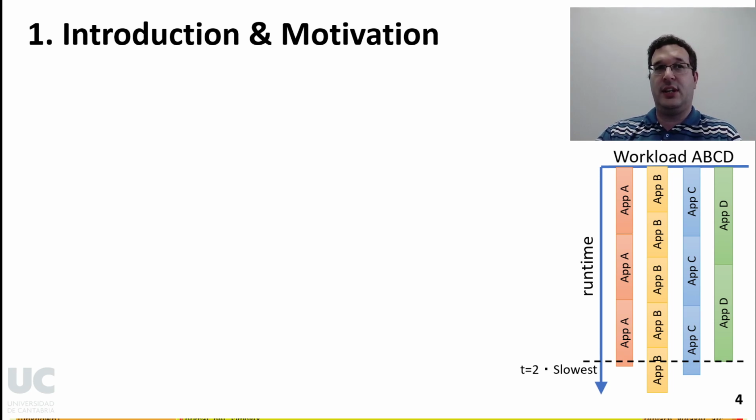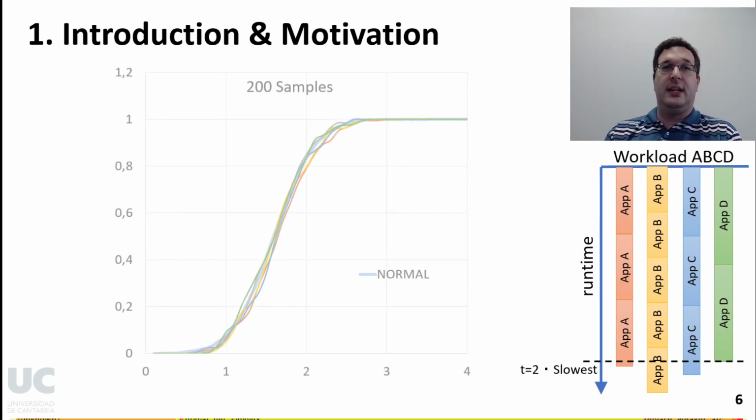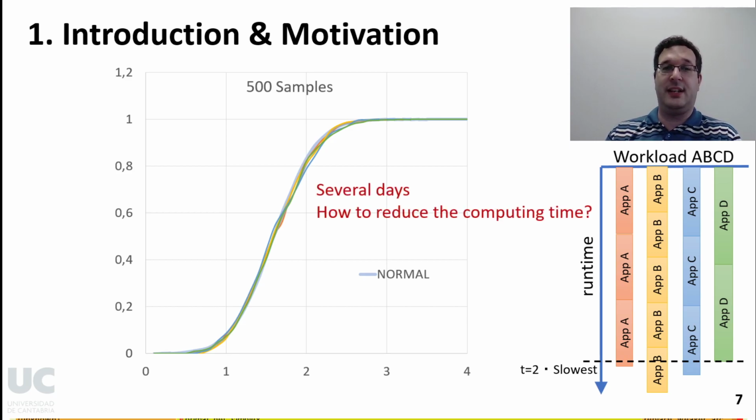To achieve that, we launch each application in an infinite loop, as can be seen in the figure, and using Linux perf tools, measure performance as the average instructions per cycle until the slowest application has completed 2 full executions. We present in this graph the normal distribution and the distributions obtained with the number of samples selected. As can be seen, with 20 samples, the distribution vaguely follows the normal distribution, but with a high error. As the number of samples increases, the error goes down, and with hundreds of samples, you seem to get statistically sound results. But hundreds of samples means several days of execution.